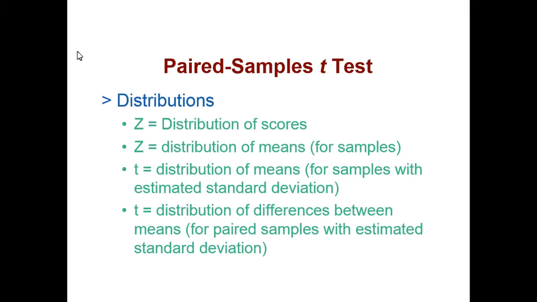And then this one is going to be a t of mean differences. So the distribution of differences between means. Okay, both of these. And I wrote this kind of differently for a reason. So for dependent t or paired t, it's mean differences. So the difference between time 1 and time 2.